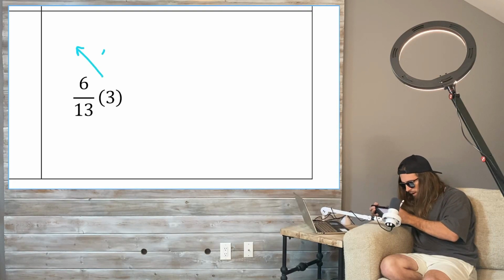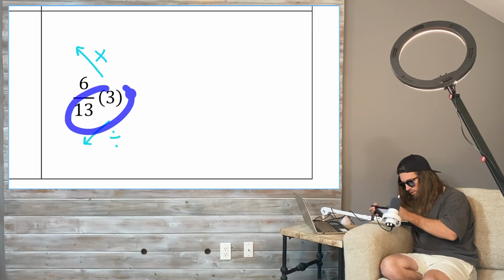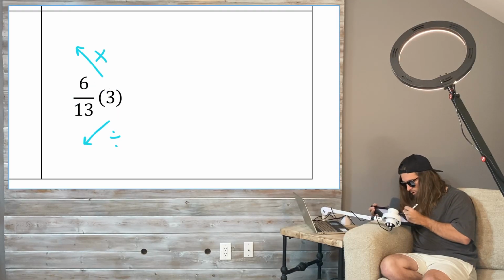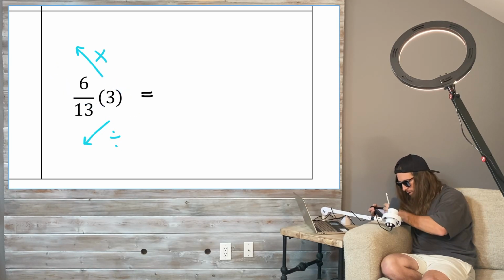Last one, multiply up, divide down. Is 3 divisible by 13? No, it is not. So we're just left to multiply 3 by 6, and that is 18 over 13.